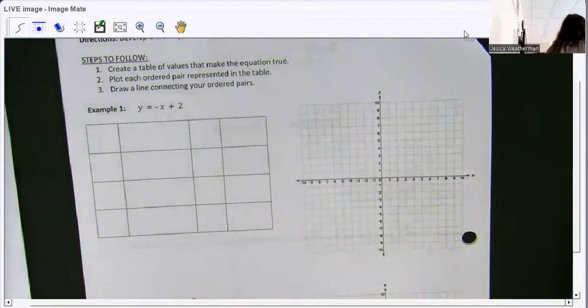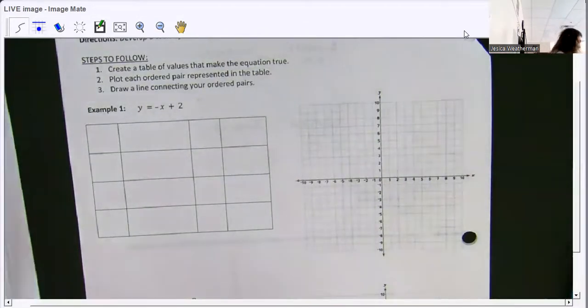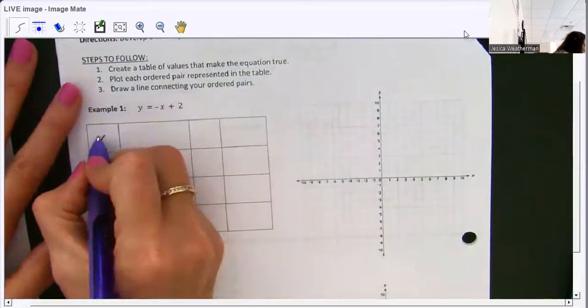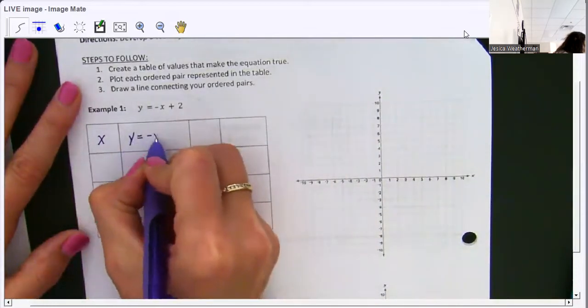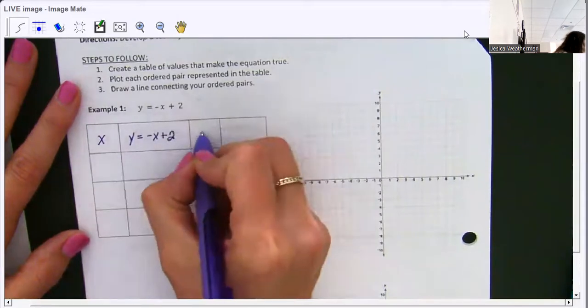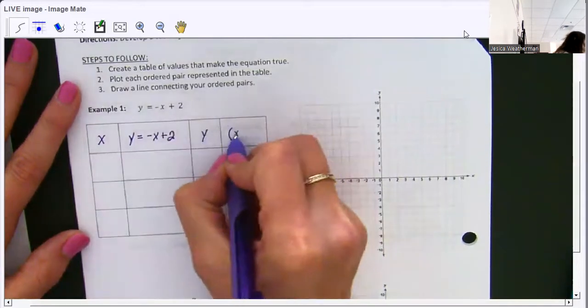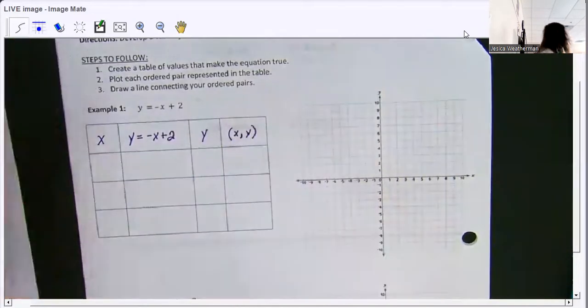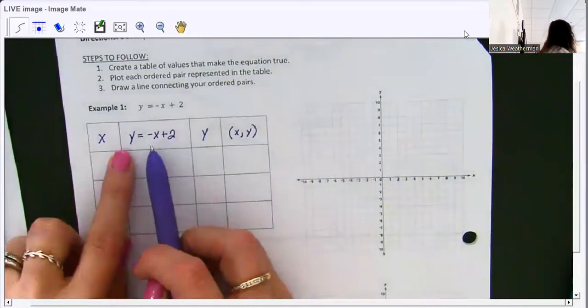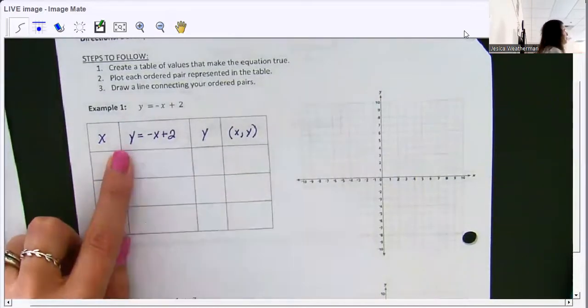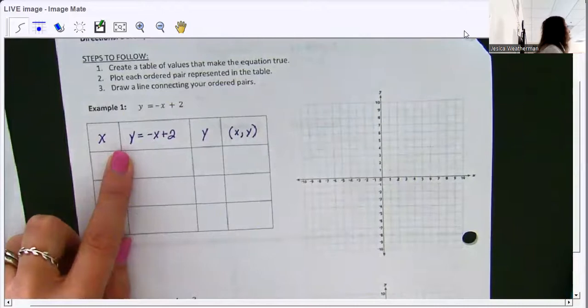So I'm going to start the table off. This column is our X. And then we're going to write the equation in the second column. This is our Y. And then in that final column, you're going to write out the ordered pair. So when you're solving an equation, the X and the Y in your slope-intercept equation represent an ordered pair that has been graphed on the line.